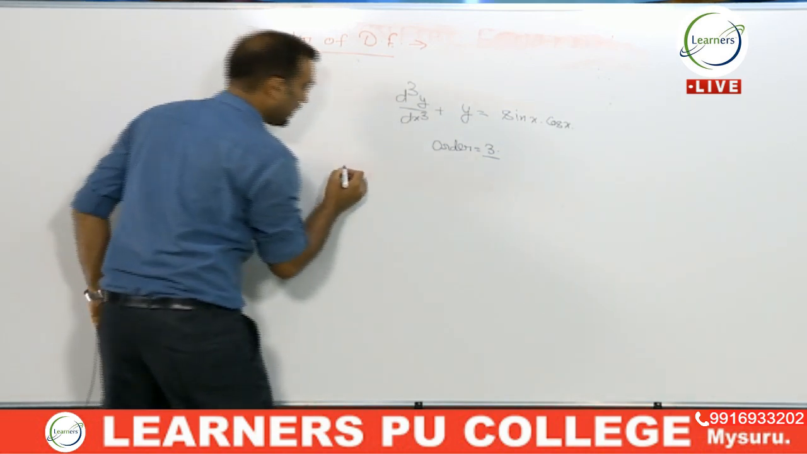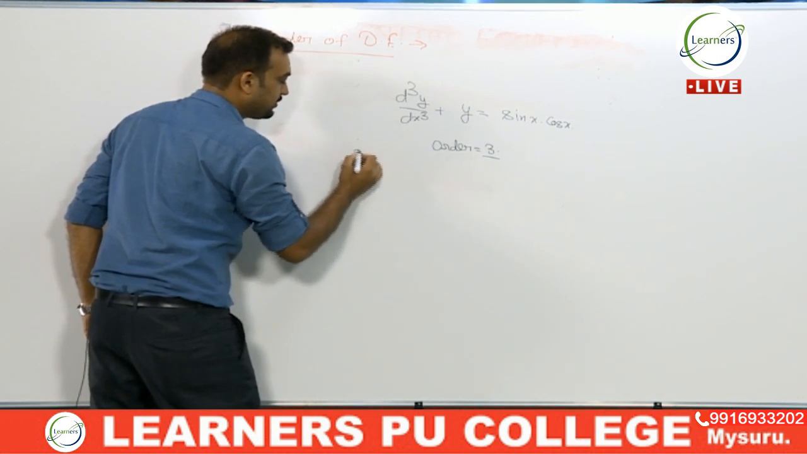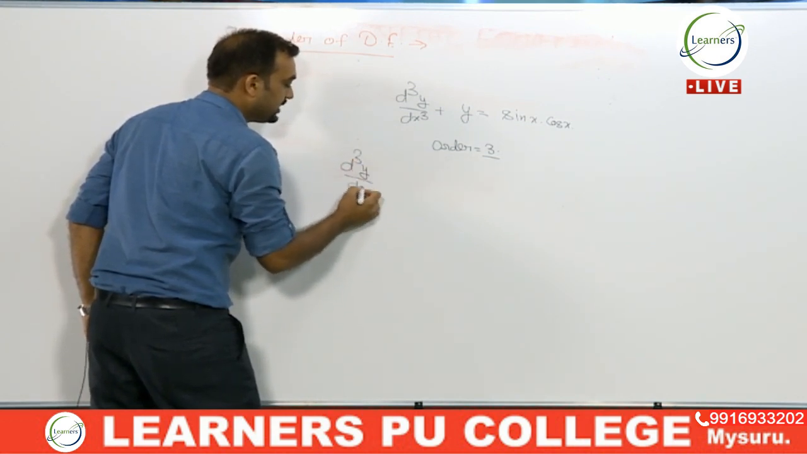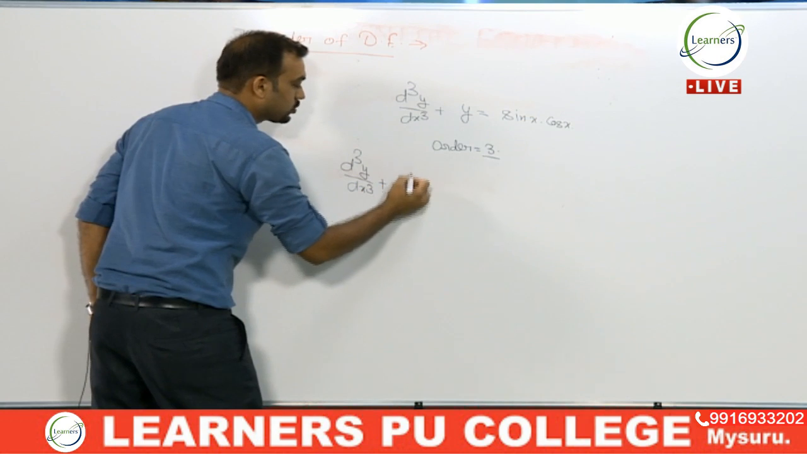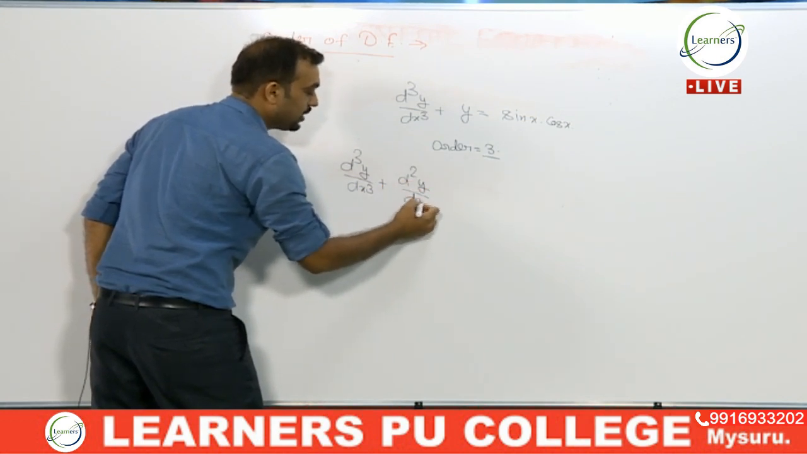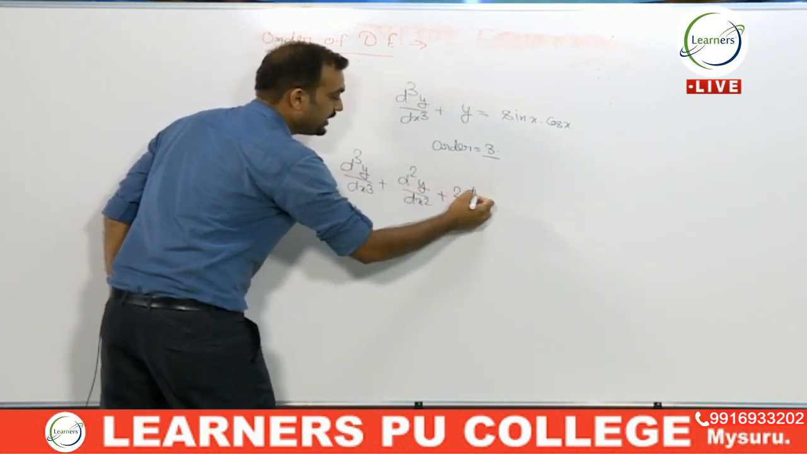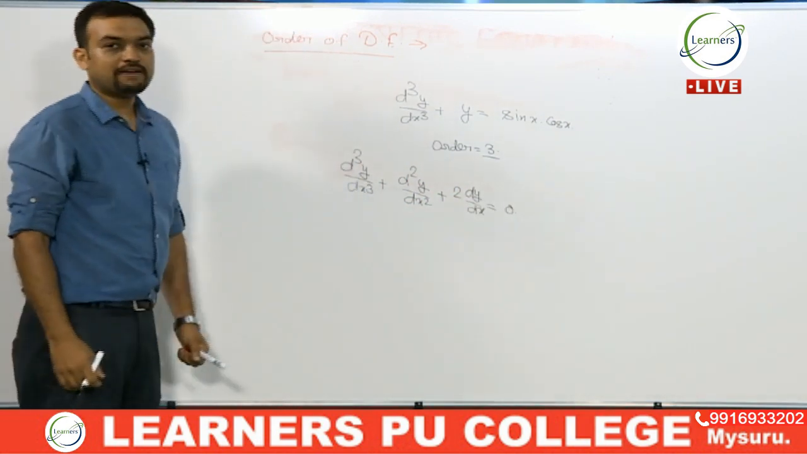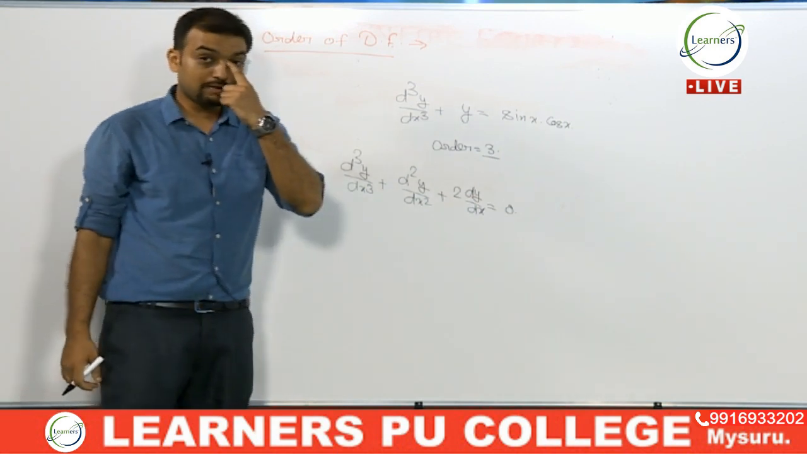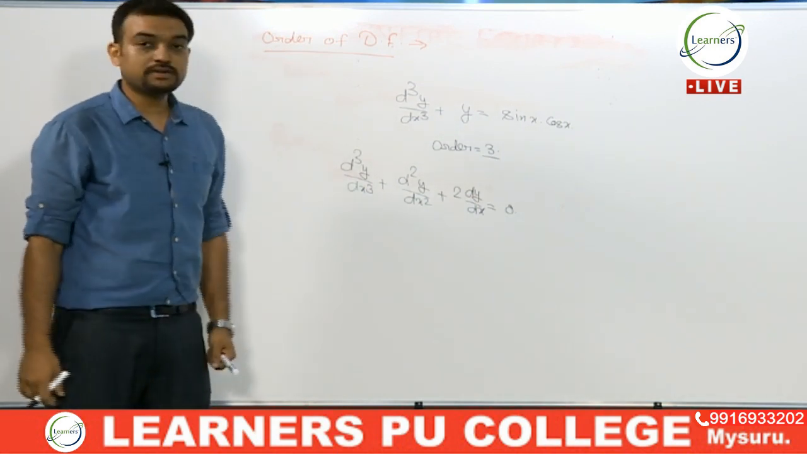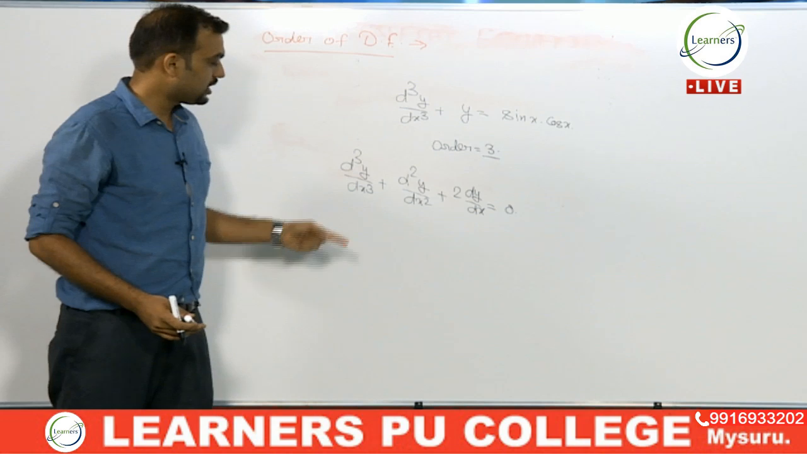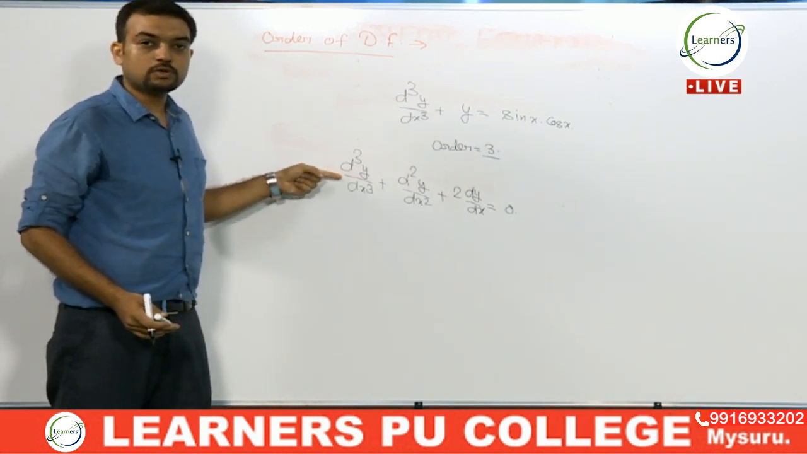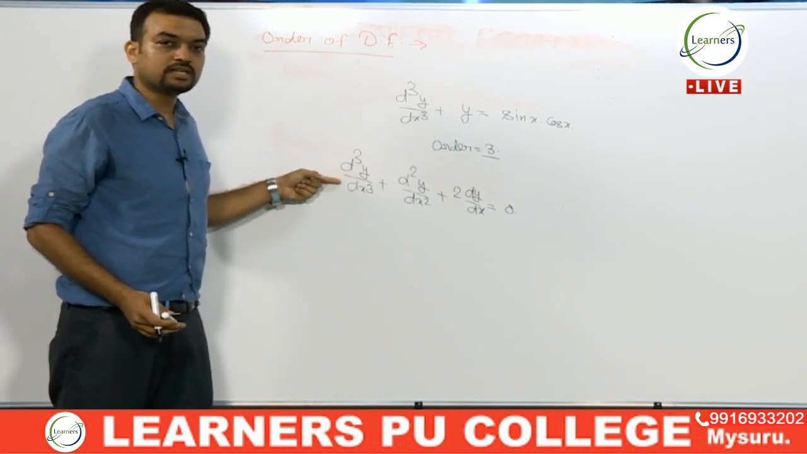Okay, so now another example. We have d cube y upon dx cube plus d square y upon dx square plus 2 dy upon dx is equal to 0. I have written this differential equation. Now I am asking what is the order of this differential equation? What is the highest order derivative? The highest order derivative is 3. So we can say the order of this differential equation is 3.